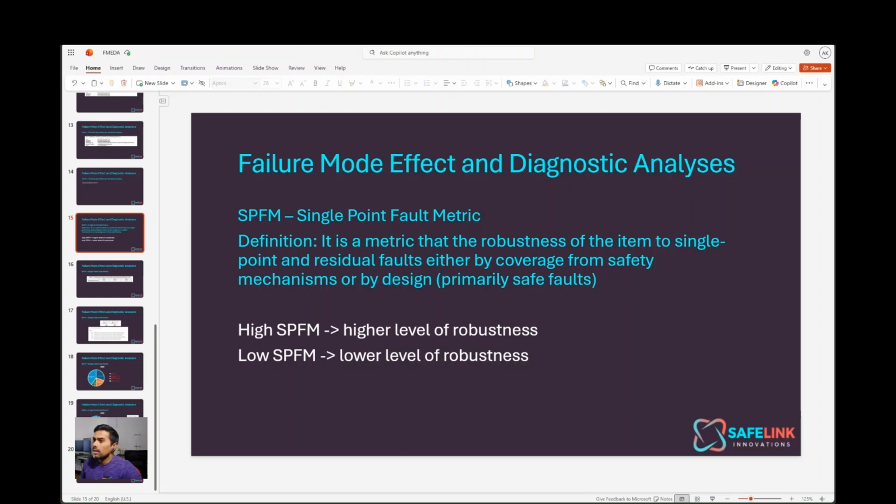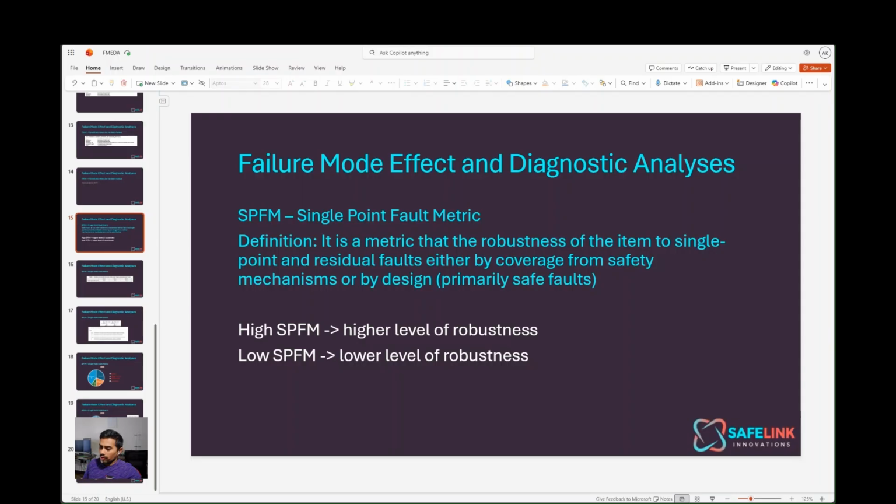The topic for today is SPFM, or single point failure metric. We're going to look at what the SPFM is, how to calculate the SPFM, and then we're going to look at a real life example of what the SPFM looks like and how it is calculated.